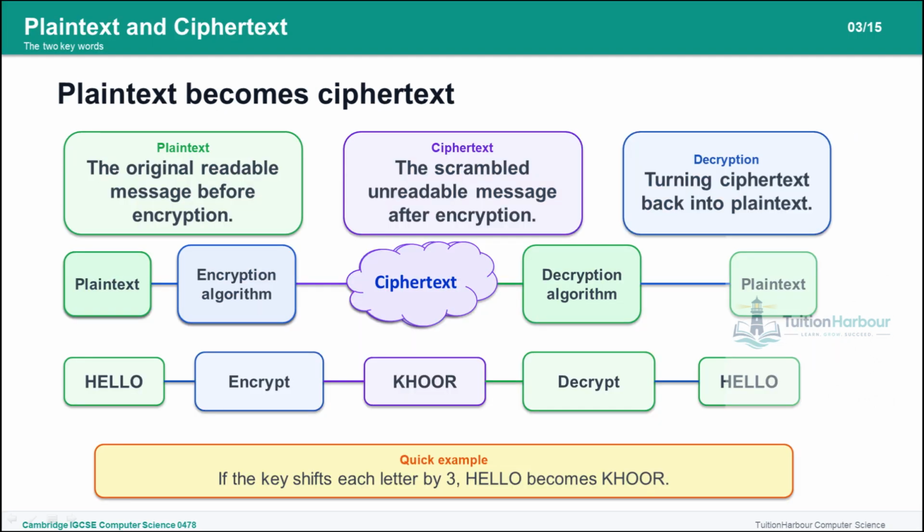The original readable message is called plaintext. After encryption, it becomes ciphertext. Ciphertext is scrambled and unreadable. Decryption changes ciphertext back into plaintext. For example, if a key shifts each letter by 3, the word hello could become khoor.